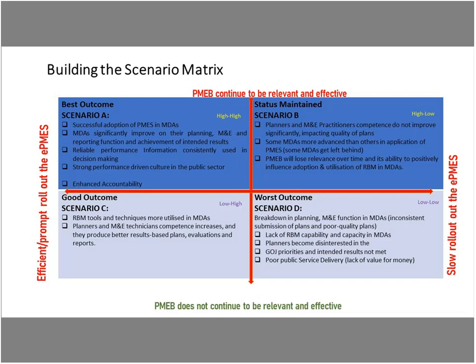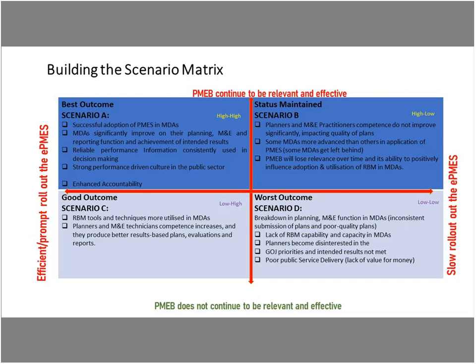So we are comparing a positive and a negative. If we have a continued rollout of the PMS, meaning that government as a whole would keep on adopting our RBM solutions, it would be a good outcome. It would not be the best outcome, but it will still be a good outcome.